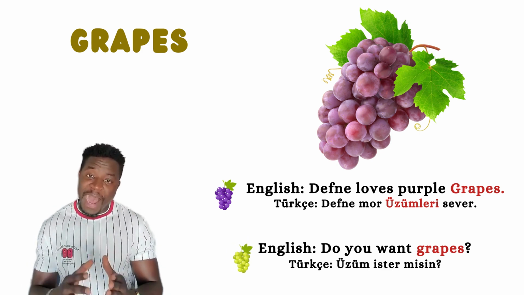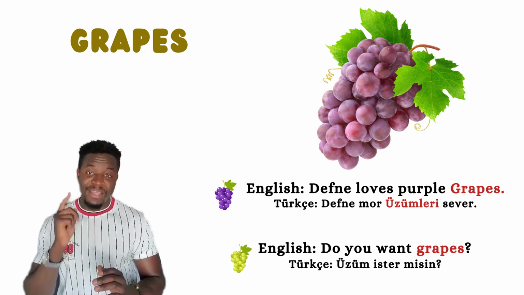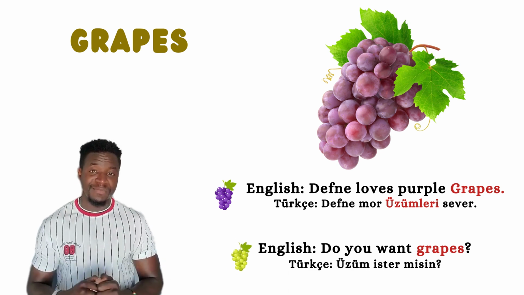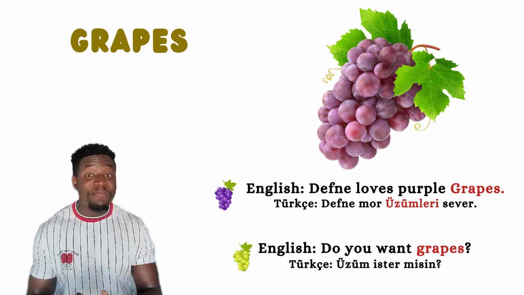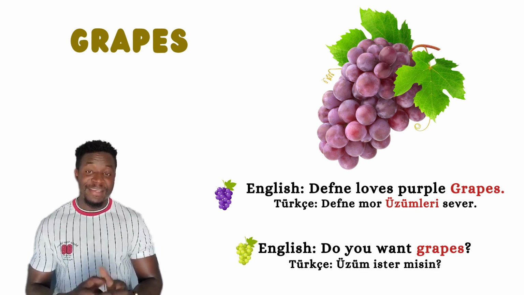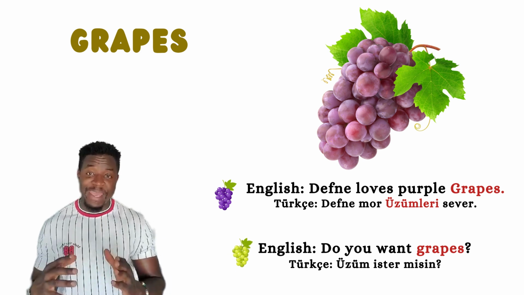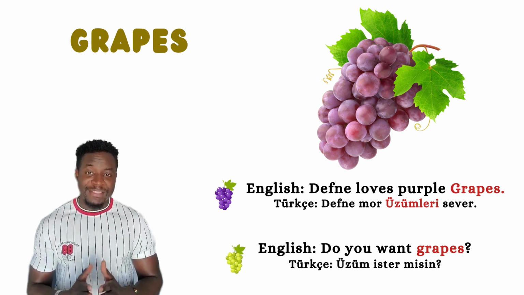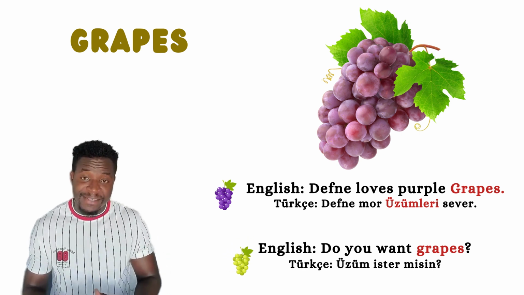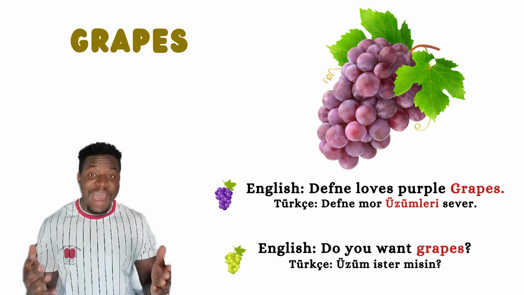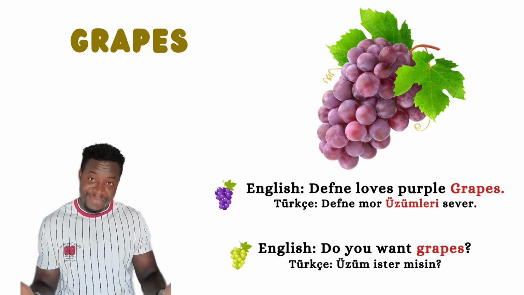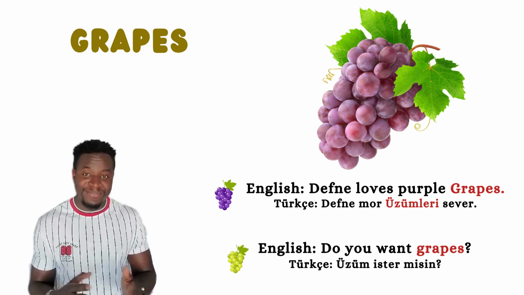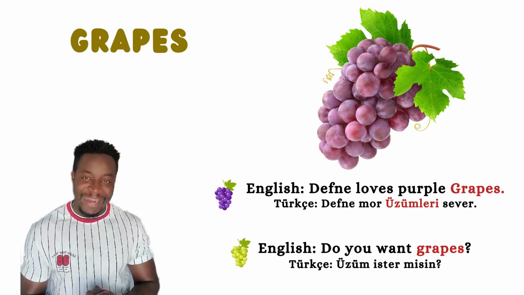Okay? So how do we make that example in the Turkish language? That example could be üzüm ister misin? Okay? So in Turkish, we say üzüm ister misin? So if you want to give an answer, you could say evet isterim. Or you say hayır istemem. Okay? Great.